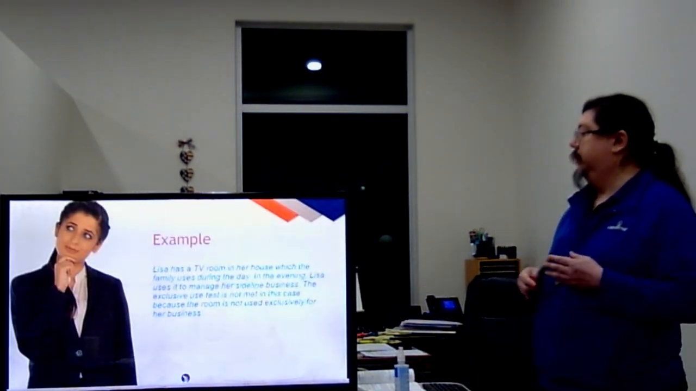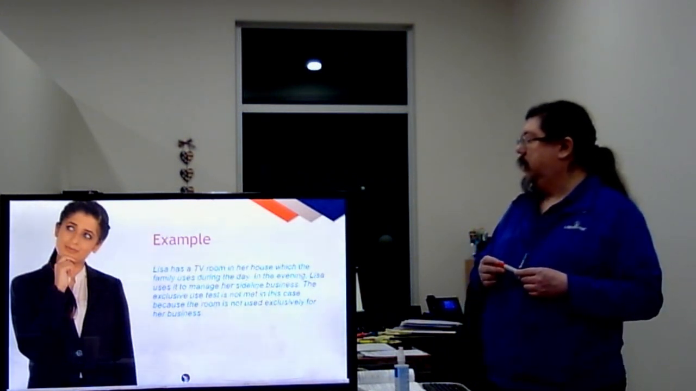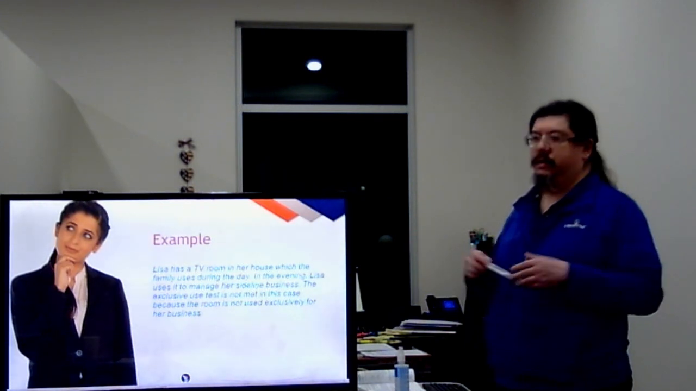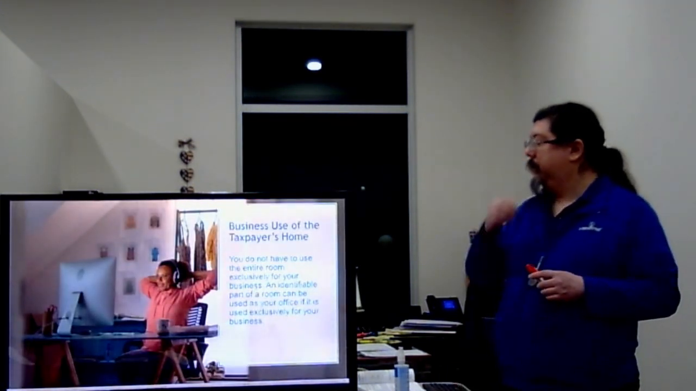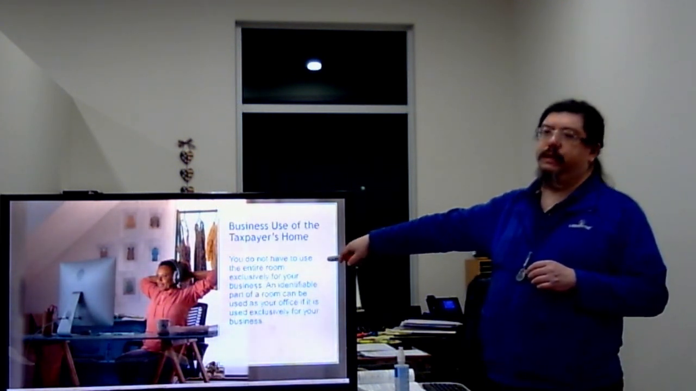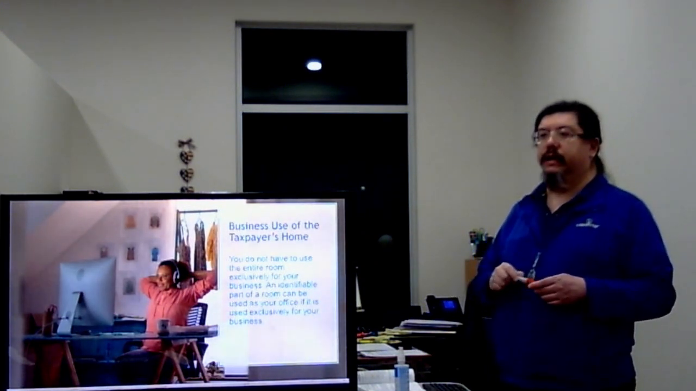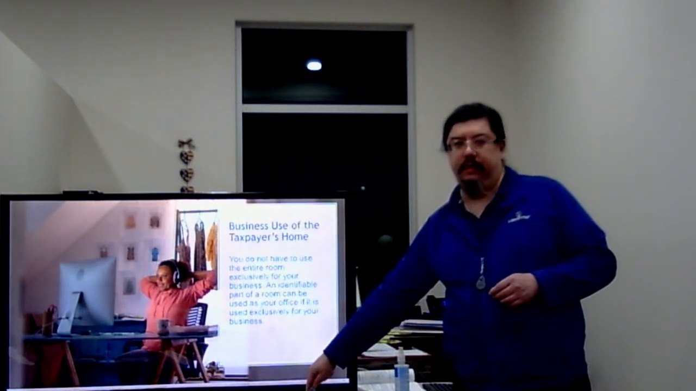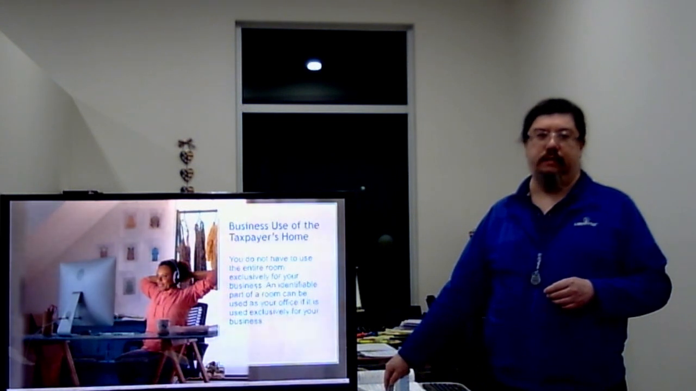Okay, so here's an example. Lisa watches TV part of the time and also sometimes manages her business from the same room. That means it's not exclusive use, she won't get the deduction. Business use of home: the exclusive use test does not necessarily have to be an entire room, but it does have to be an identifiable area where you can point to, this is where my business use of home begins, and this is where it ends.